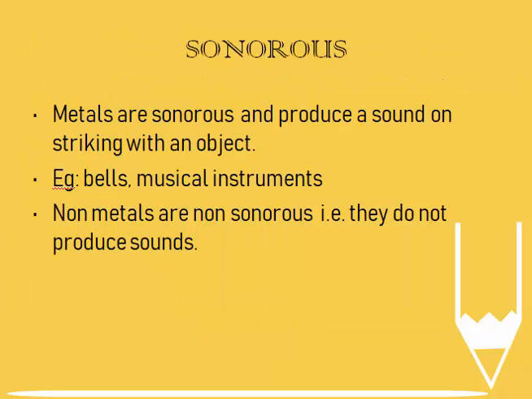Now we'll see about sonorous. Sonorous you might have already studied, that is it will produce some sound. So metals are sonorous and produce a sound on striking with an object. So metal को अगर कोई भी object से hit करते हैं तो sound produce होता है. It is due to this property that metals are used for making bells and strings of musical instruments such as violin and sitar. Okay, now non-metals are non-sonorous, that is they do not produce sound when they hit on an object. तो non-metals में sound produce नहीं होता है.